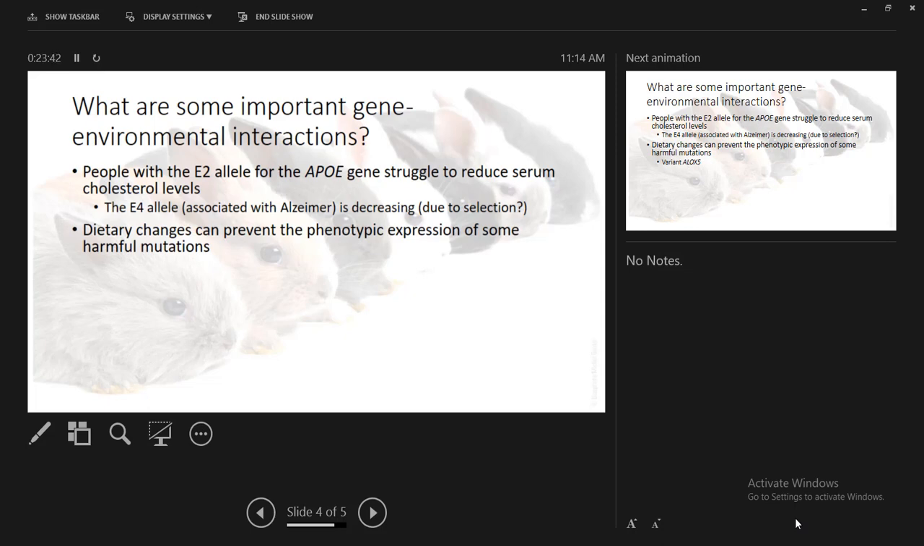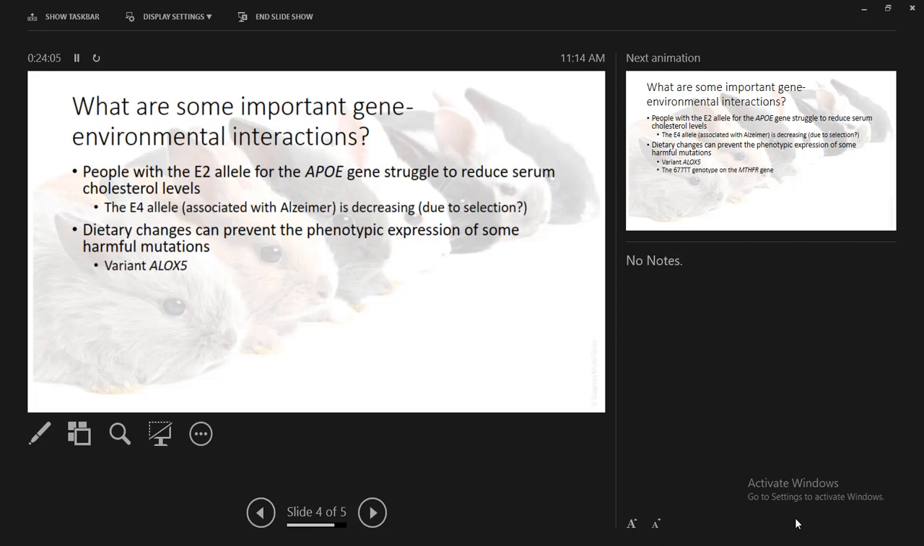So we've already talked a little bit about this on Monday with PKU. PKU is a monogenic genetic illness, and avoiding phenylalanine is a great way to prevent some of the phenotypes associated with that illness. But you still have the genetic illness, right? This is dietary changes to prevent ever developing the genetic illness.